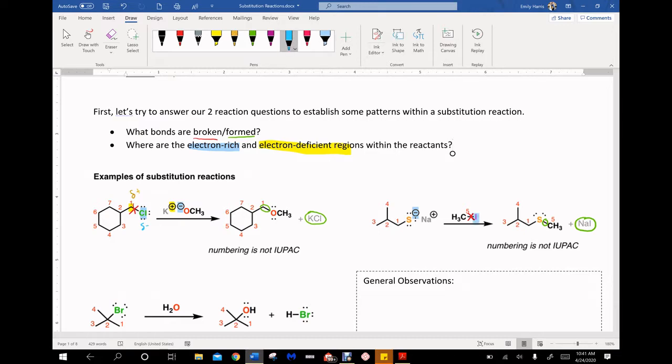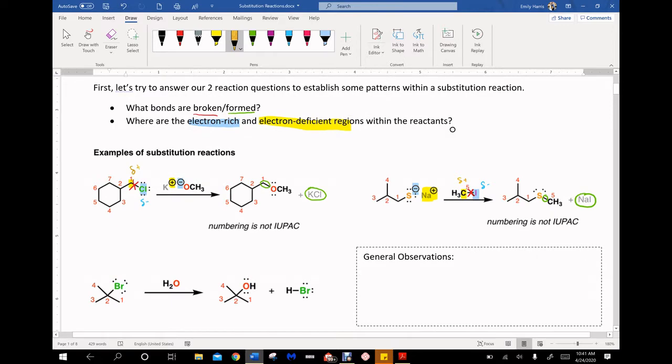Since it's attached to a carbon, it's going to be slightly negatively charged there. All right, now let's look at our electron deficient regions. One of those would be the sodium here, with that nice positive charge. And then this carbon that's attached to the iodine will be slightly partially positive.